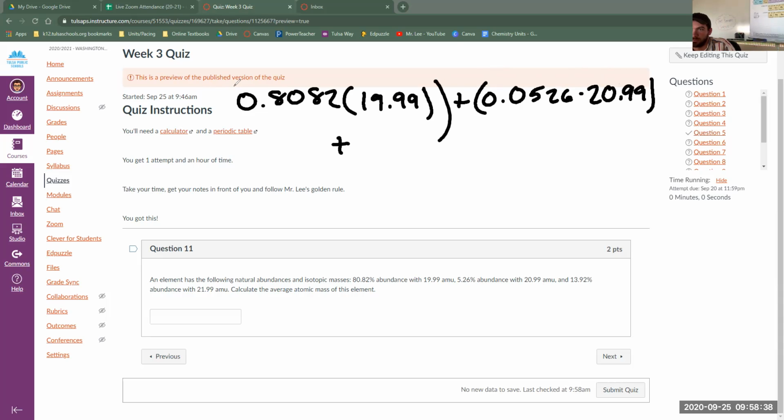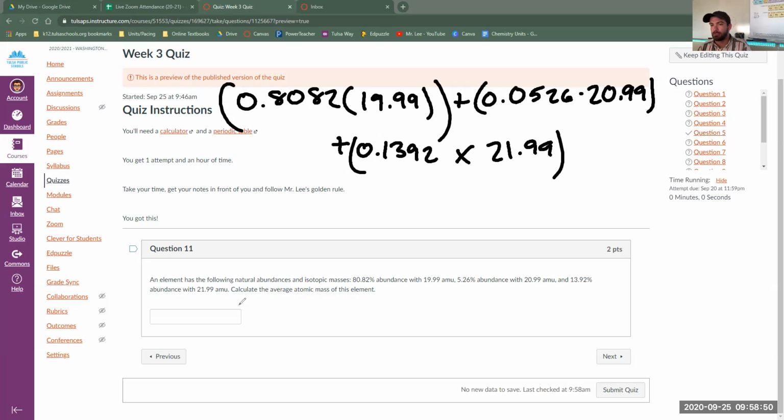I'm going to put a parentheses over all that. Then finally, you're going to add that to the same for your third, 0.1392 multiplied by the atomic mass there, 21.99. When you plug that into your calculator, you get the answer. I don't know off the top of my head. It's like 20.3 or something like that. But you guys will be able to see the answers on yours. So if you're still confused about that, reach out to me. But that's how you do that problem.